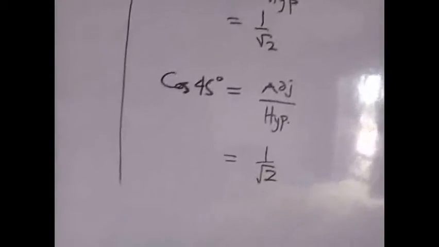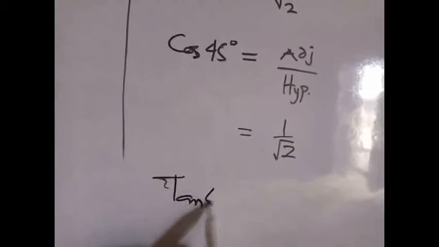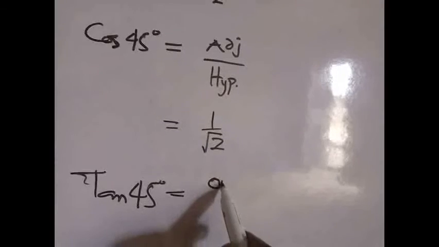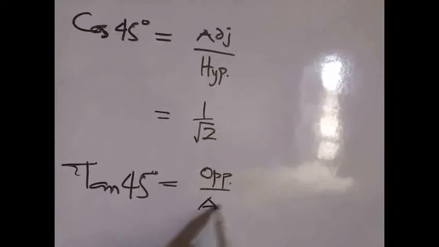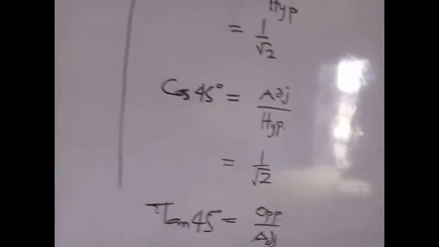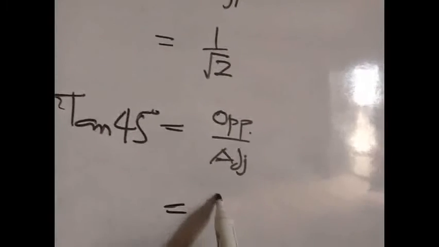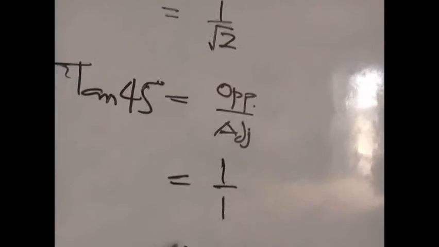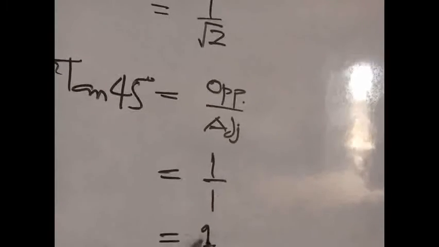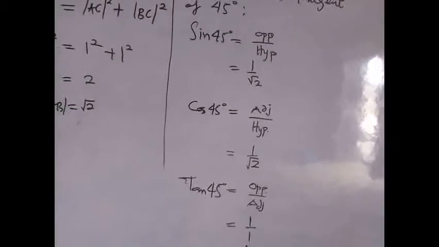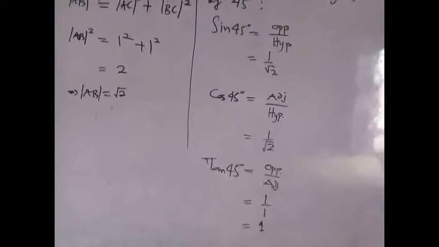Now let's look at the tangent. Tan 45 degree. Tangent is opposite over adjacent. If you look at the diagram again, we see that opposite is 1, adjacent is 1, which means that tangent of 45 degrees will be opposite over adjacent. That will give us 1. So the simplification of tan 45 degrees is going to give us 1.